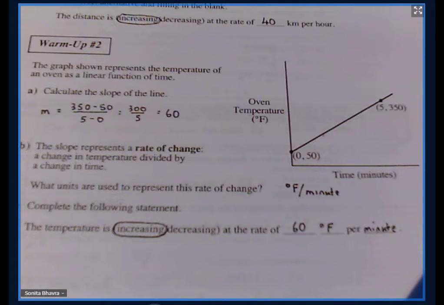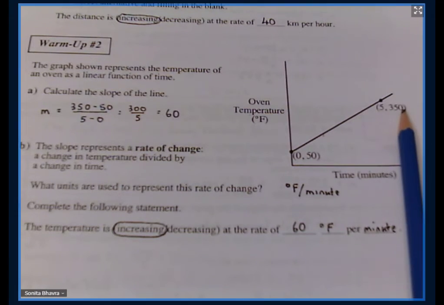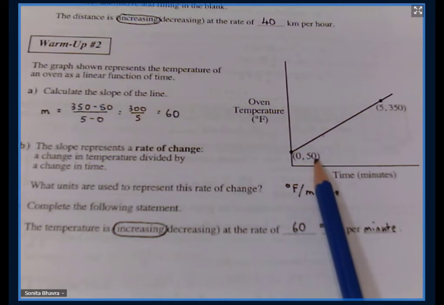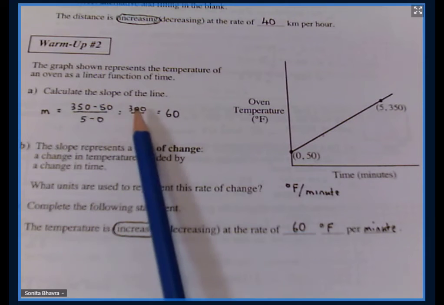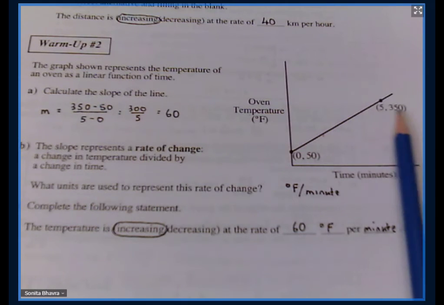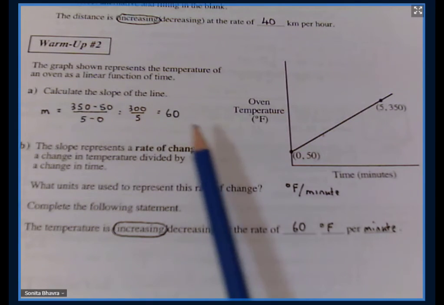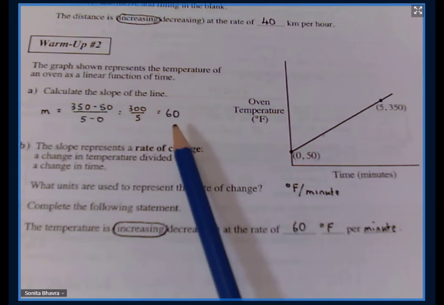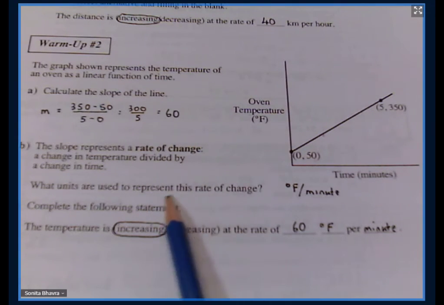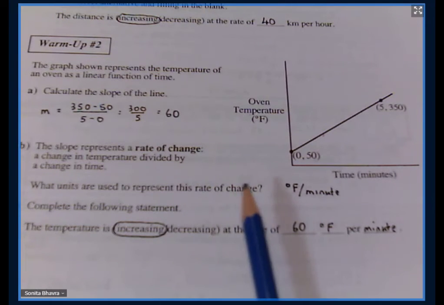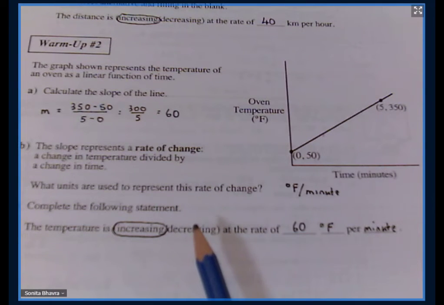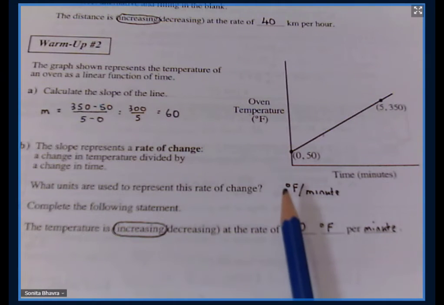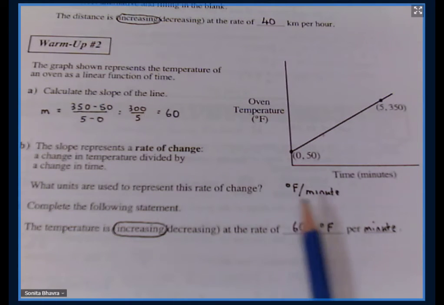So again, you can calculate your slope, subtract your y points, so 350 minus 50 to give you a rise. A rise is 300, and then subtract the x points. So 5 minus 0, it's 5. Divide that, and we get 60. That's our slope. All right, 60 is our slope, but it represents a rate of change in temperature divided by a change in time. So degrees Fahrenheit per minute.